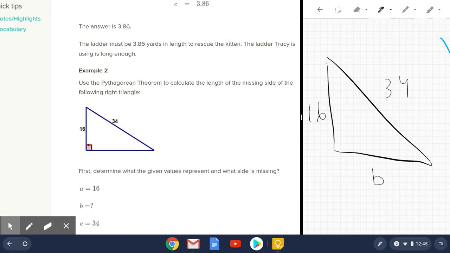So A squared, which is 16 squared, plus B squared equals 34 squared. So let's figure out the digits that we do know. What's 34 times 34? Pause the video, use your calculator if you need to. 34 times 34 would be 1,156. That is equal to, what's 16 squared? 16 times 16 would be 256. So 256 plus B squared equals 1,156. Now, what is the difference between 1,156 and 256?